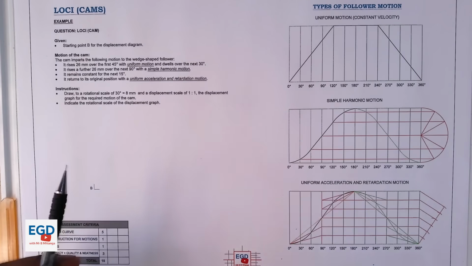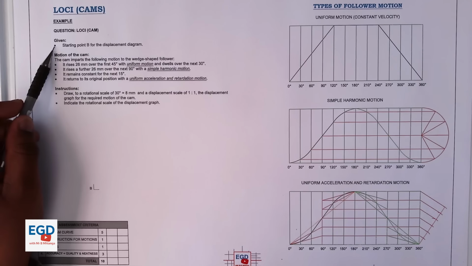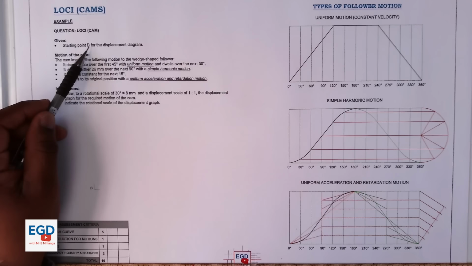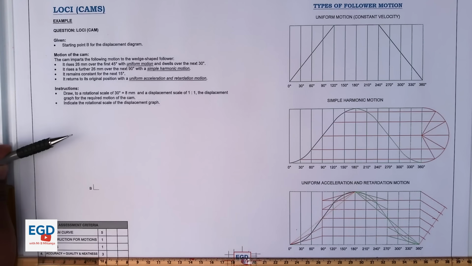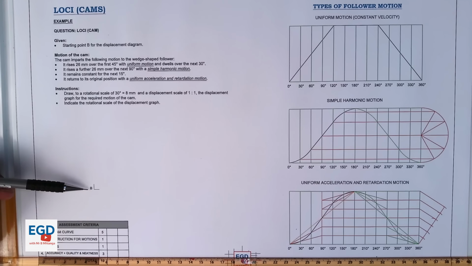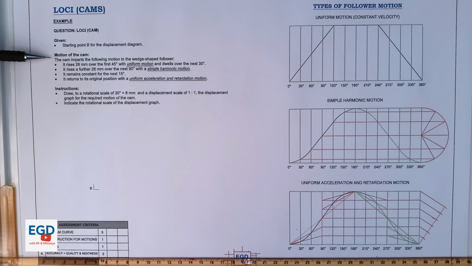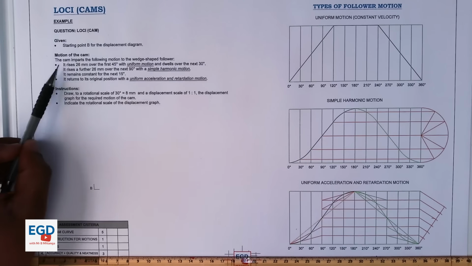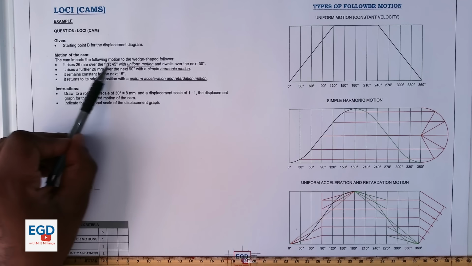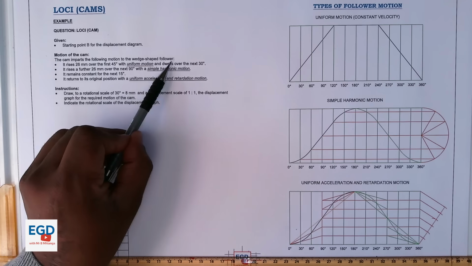I'll read the instructions. We are given a starting point, which is point B for the displacement diagram. Remember, in this video I'll only focus on the displacement diagram. I'll not draw the cam, I'll only focus on the diagram. So this is the starting point, which is point B, and we have the motion of the cam here. They're saying the cam imparts the following motion to the wedge-shaped follower.